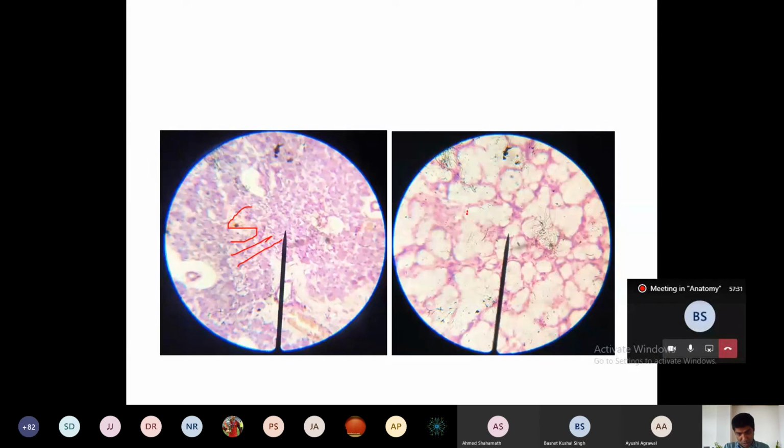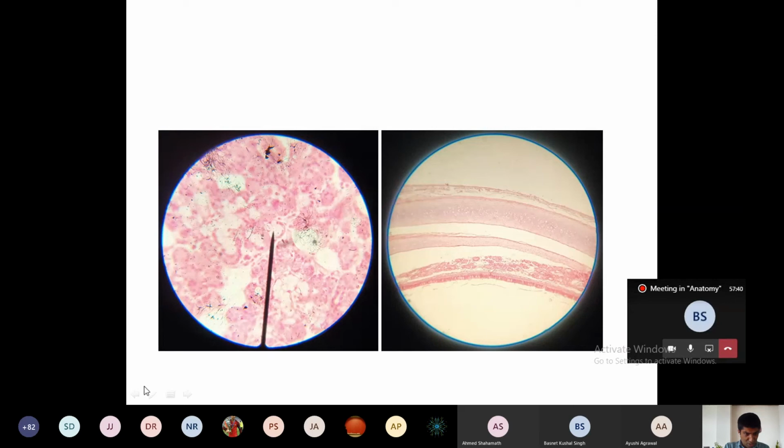And this one is which acinus? Mucous acinus. This one is the mucous acinus. Yes, and then what is this one? This one is the mixed acinus. Okay, here you can see the demilune, serous demilune, so it is called mixed acinus.